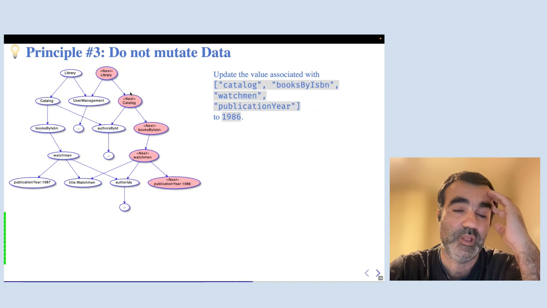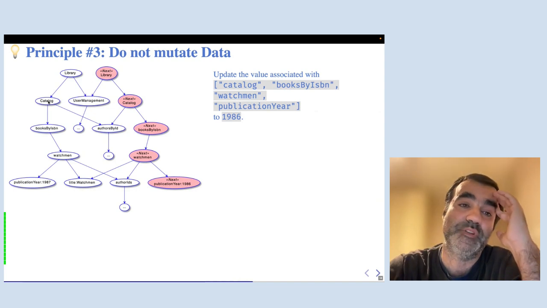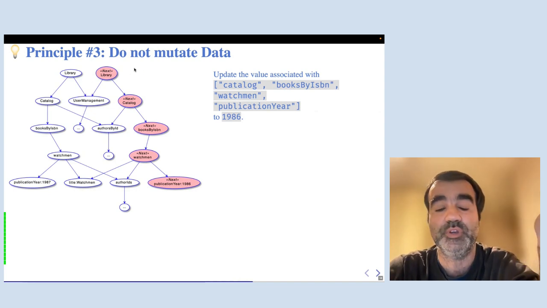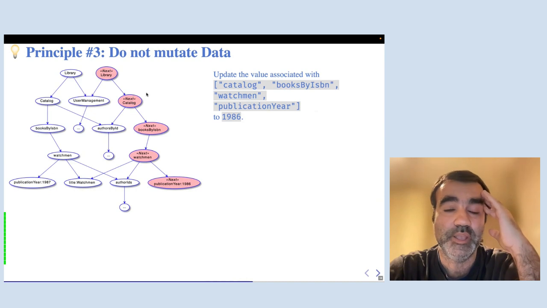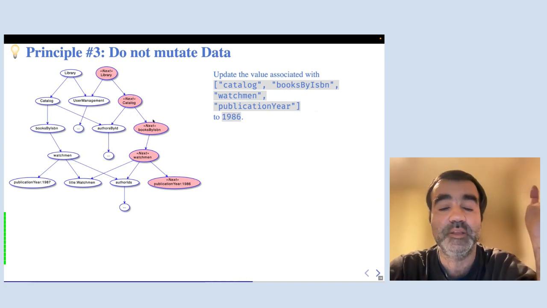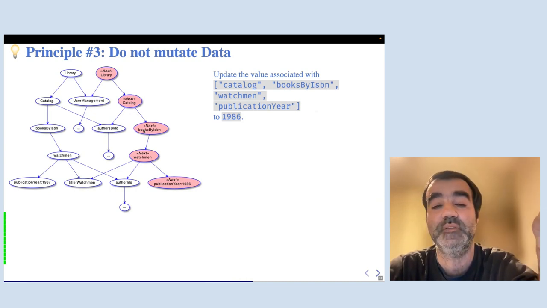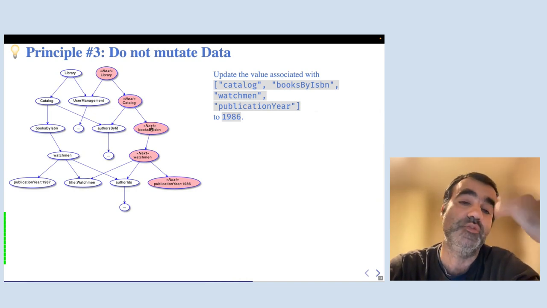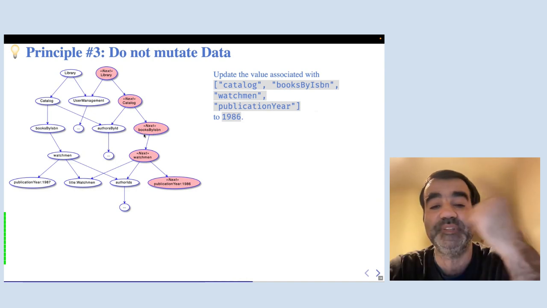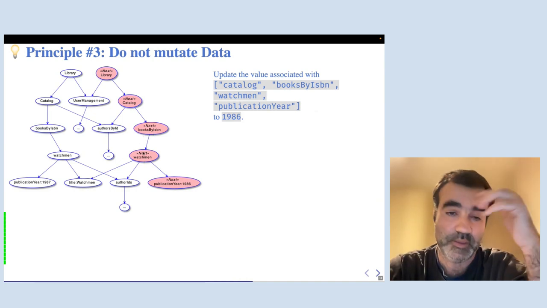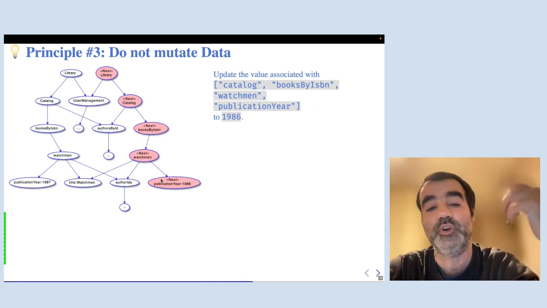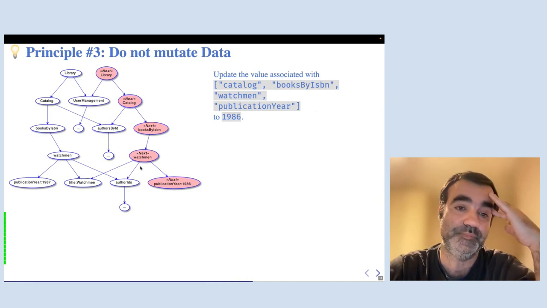It's performant. But the catalog, we cannot copy a reference to it because we need a change in the catalog. So we create a new node called catalog in which we copy everything beside the subfield that we need to change, the book by ISBN. And for book by ISBN, we create a new node where we copy all the books beside one book, Watchmen. And for Watchmen, we create a new node where we copy all the fields from the previous Watchmen book beside the new field that we want to change.